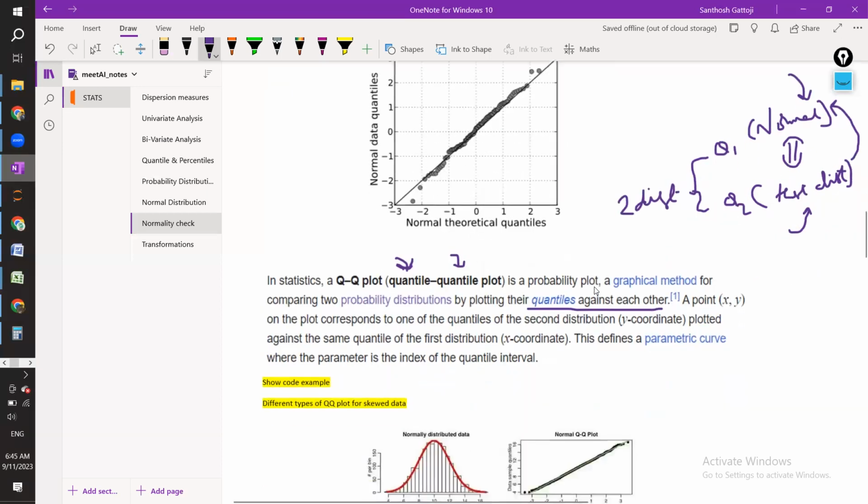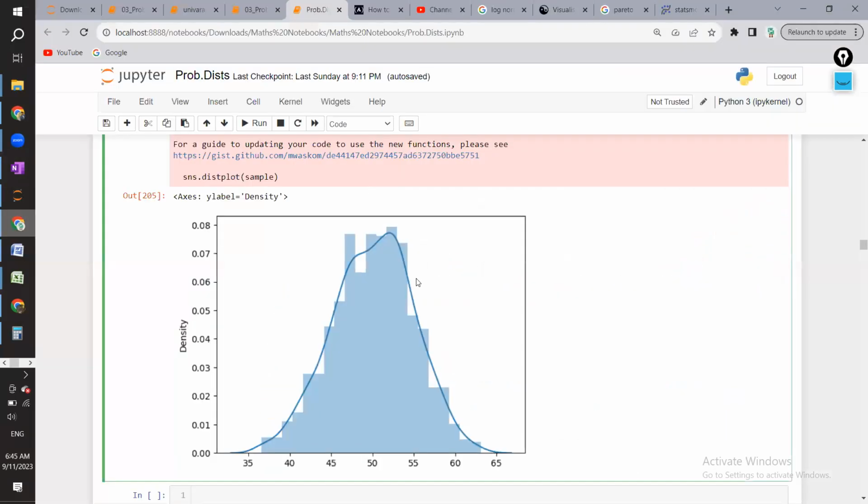We'll understand using an example, so that it will be clear for you. So let me go.